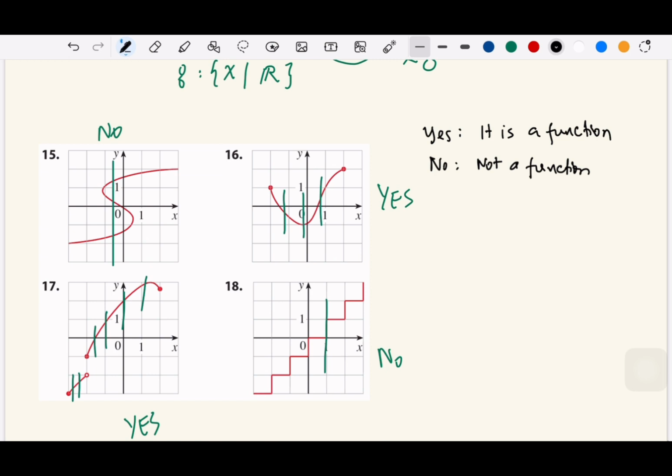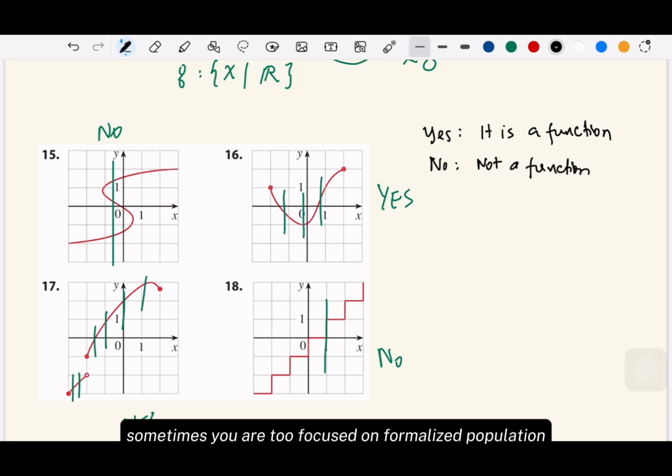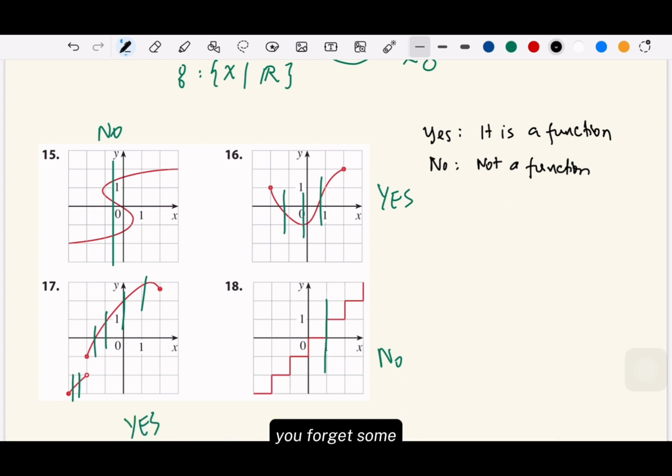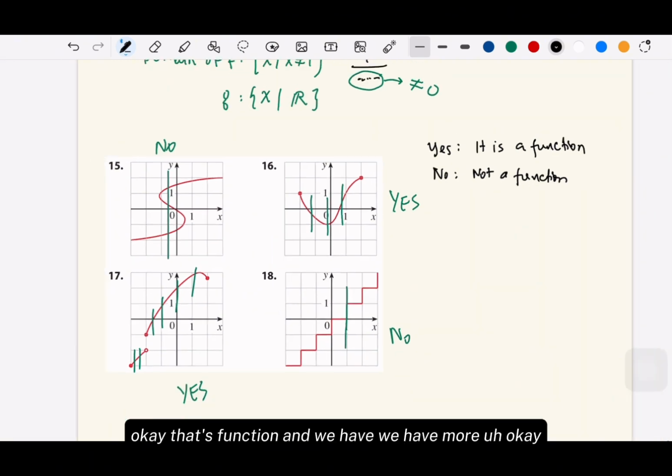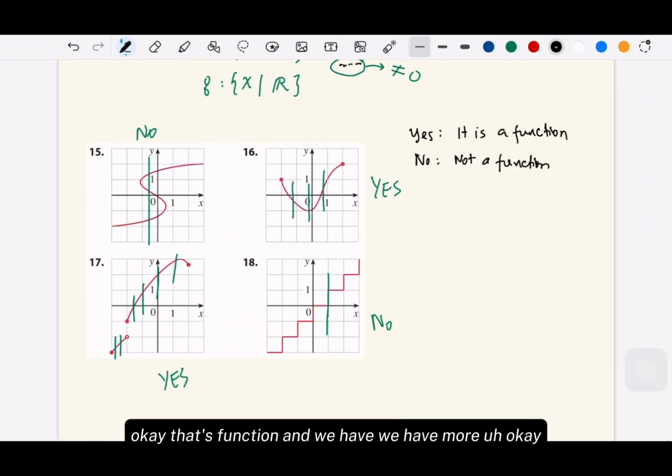Okay. Very simple, but sometimes you are too focused on formula calculation, you forget some important definition. Okay, that's a function. And we have more.